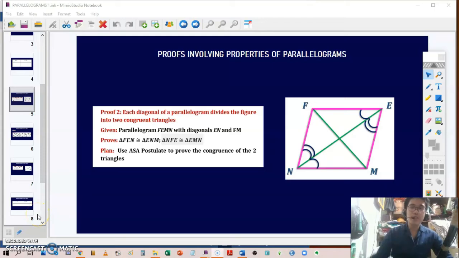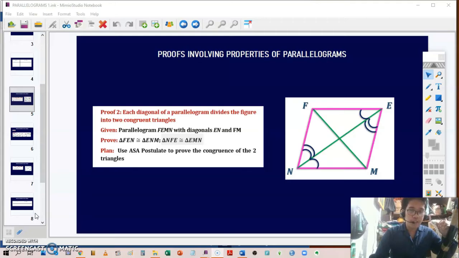Okay, so for our second proof, we have here for the parallelogram: each diagonal of a parallelogram divides the figure into two congruent triangles. As you can see here, we have a parallelogram FEMN. It's been divided by two diagonals, and therefore it created two congruent triangles. We want to prove that that's true.